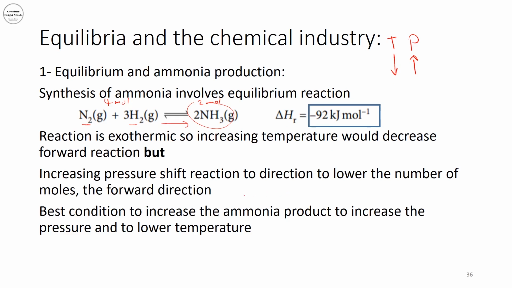Now also, if I remove the ammonia as soon as it is formed, my reaction would start to compensate the absence of ammonia by producing more ammonia. So my best conditions would be lowering the temperature, increasing the pressure, and also removing the ammonia by condensation once it is formed.